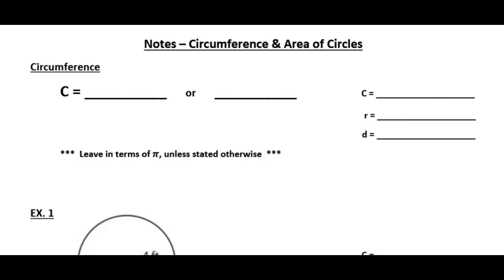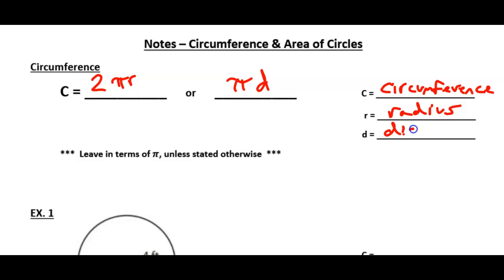So circumference, C equals 2 pi r, or pi d. So we know C is circumference, r is radius, d is diameter.